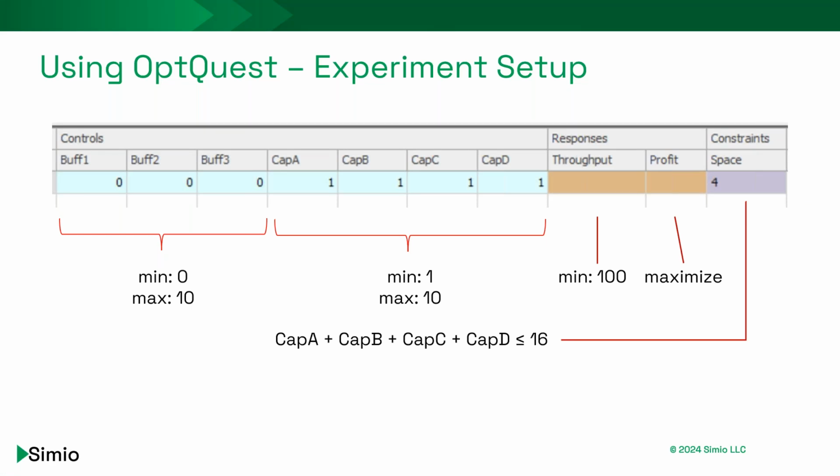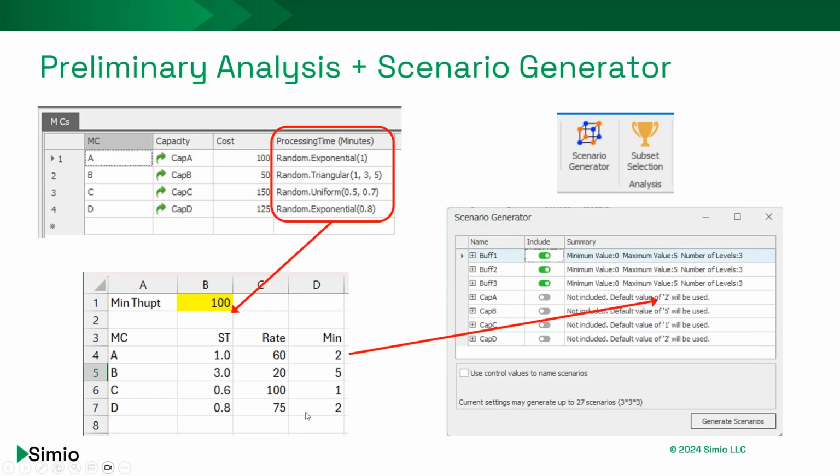But before I talk from a discussion standpoint, I want to show one more tool that is brand new in Simio 18. That is the scenario generator tool. And so to demonstrate the scenario generator tool, I'm going to look at my problem and do a little bit of preliminary analysis. So from our model, we see the processing time associated with each one of the machines. And so we have a minimum throughput of 100. That is one of our optimization requirements.